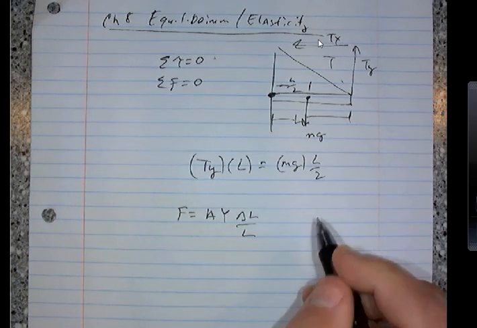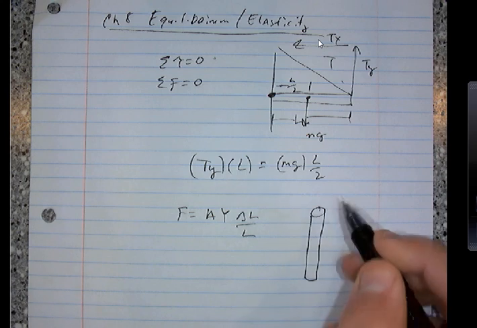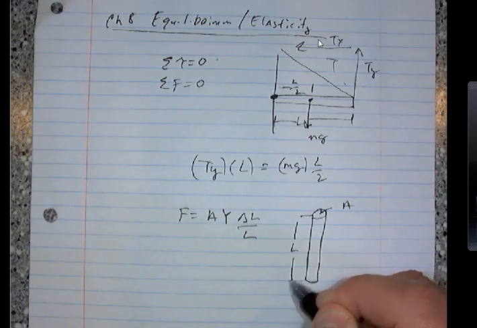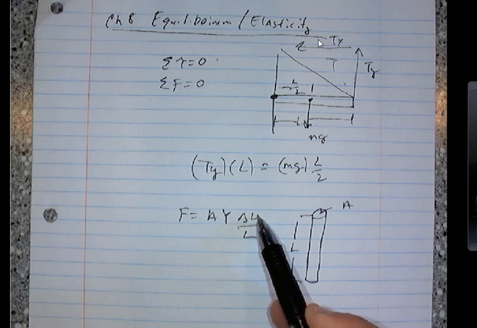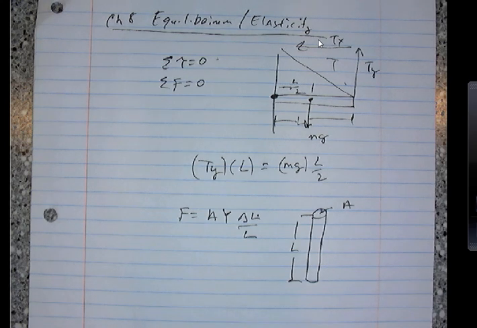So in this formula I have here, A here is the cross-sectional area. This is the length. Delta L is how much it stretches, and Y here is Young's modulus. So all different materials have different Young's modulus. And then F is the force that's actually stretching the string, or whatever it is that you're stretching.